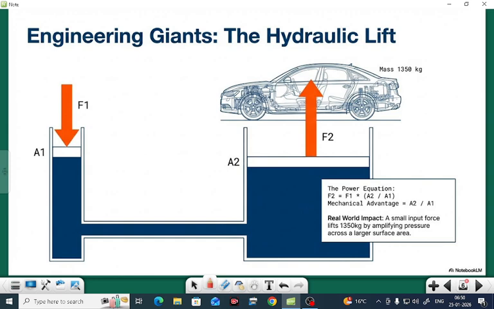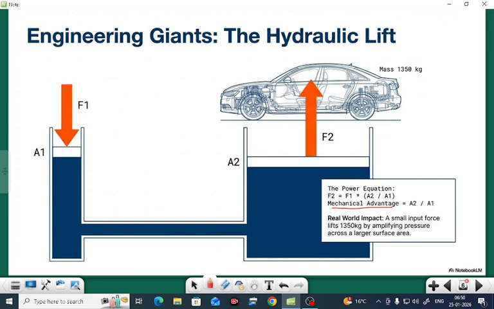Engineering giants, the hydraulic lift. Here you can see the power equation is F2 equals F1 times A2 by A1. A2 by A1 is the mechanical advantage. Real world impact: a small input force lifts 1350 kg by amplifying pressure across a larger surface area.